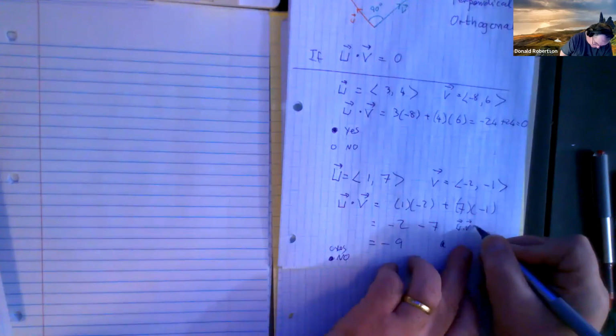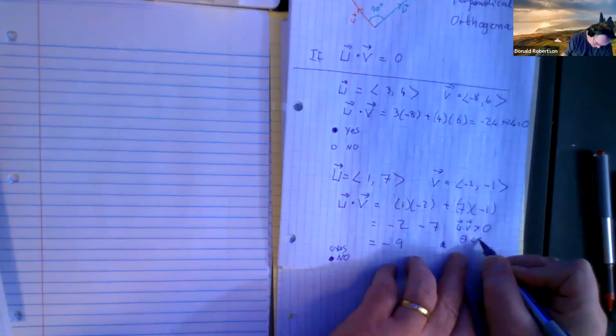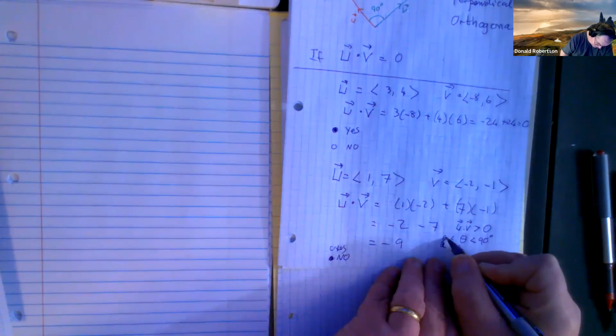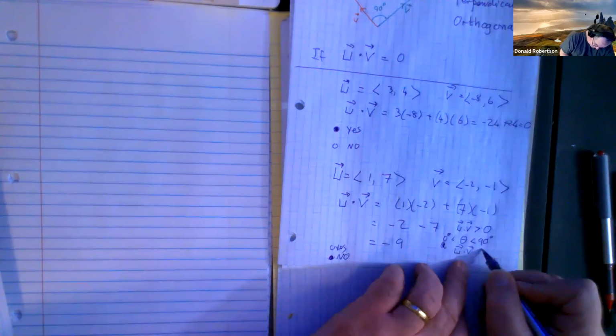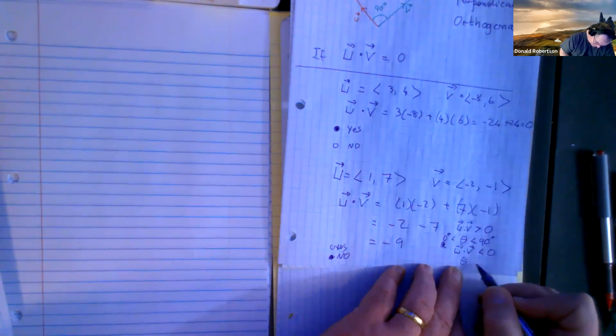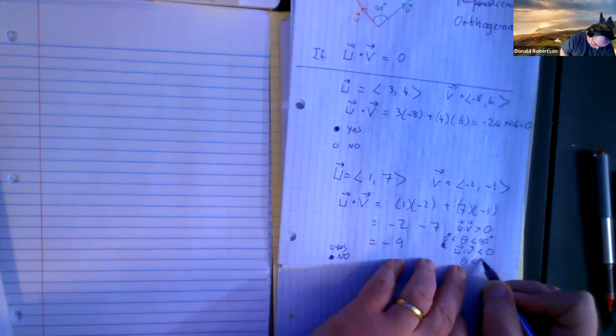Put this down. If the dot product is positive, then theta will be less than 90, right? If the dot product is negative, theta is going to be bigger than 90. In fact, the biggest angle that you can get between two vectors is 180 degrees.